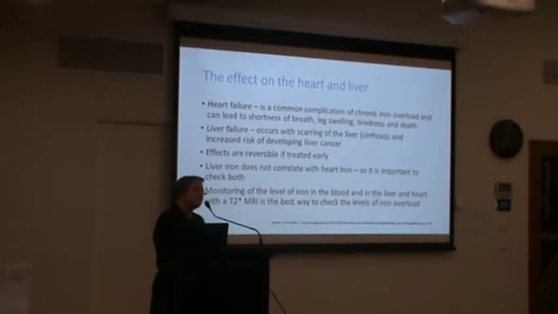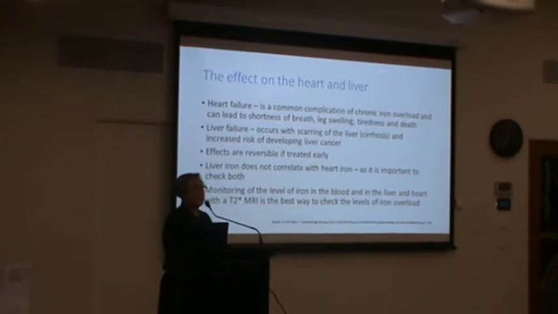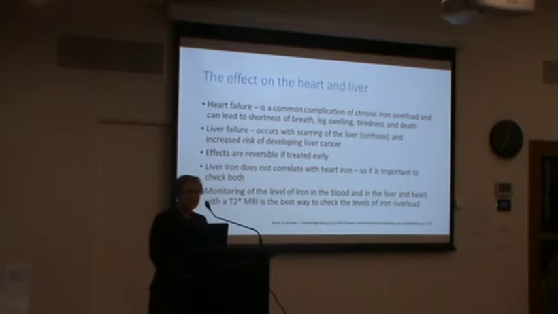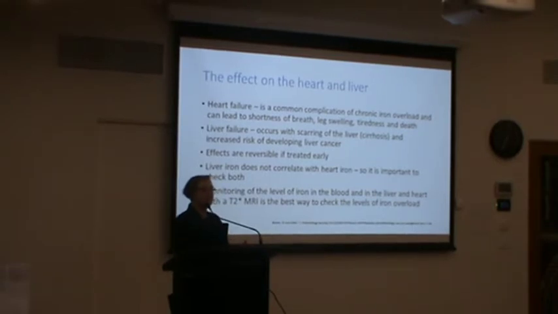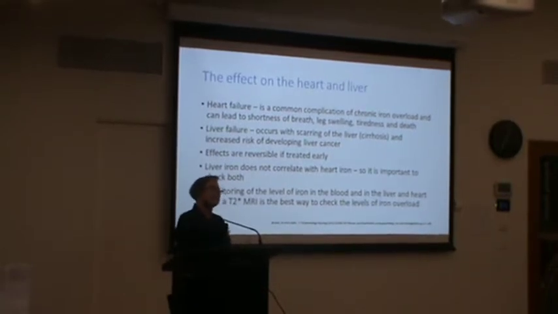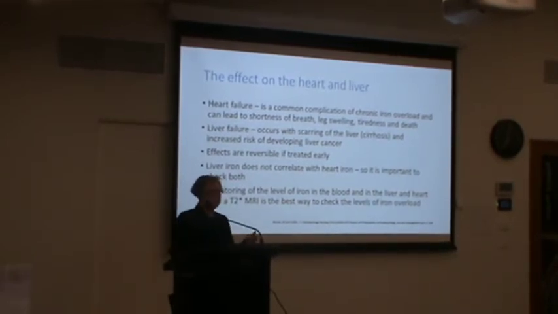But the good news is if treated early, all of these effects are very reversible, and that's where iron chelation comes in. What's also important is that people who have too much liver iron don't always have too much heart iron, and the reverse is true. So it's not always that you've got lots of iron everywhere. You can have some in the liver, lots in the liver, but none in the heart, or vice versa. So it's really important we check both spots every time to make sure that we're not missing something that we can treat.